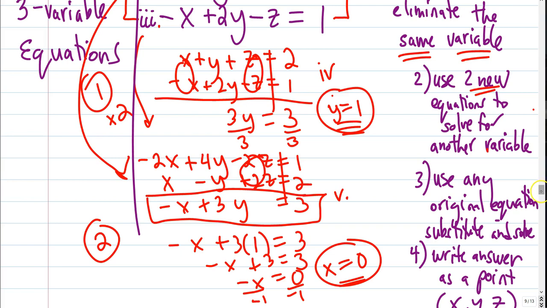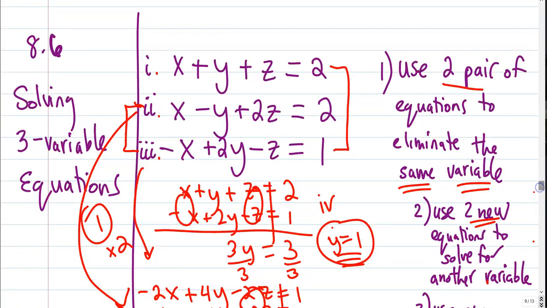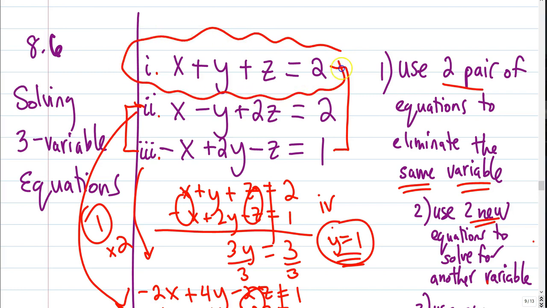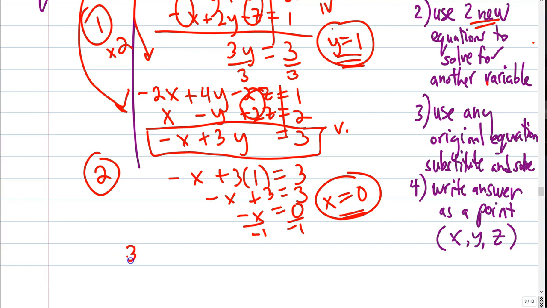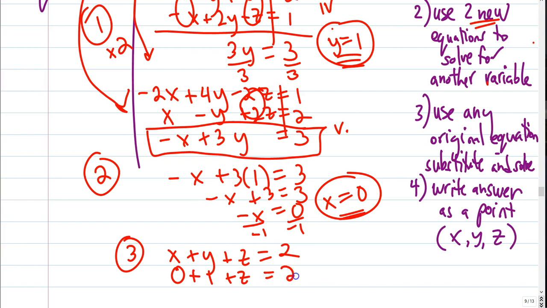So I'm going to go back to the equations, and I'm going to choose one where z is easy to get to. How about equation 1? So step 3, x plus y plus z is 2. X is 0, plus y is 1, plus z is 2. 1 plus z is 2. Z is equal to 1.